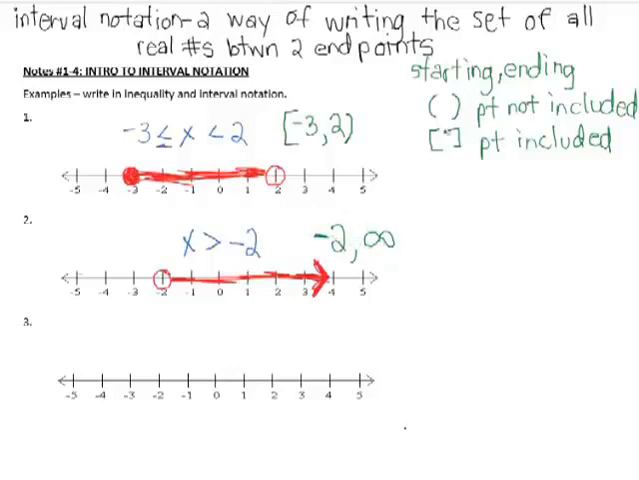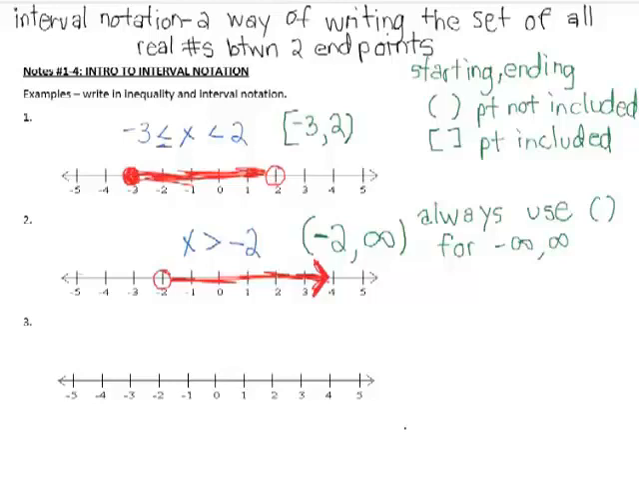Alright, let's talk about brackets or parentheses. On -2, open circle, so not included, we're going to use parentheses. And for infinity, just as a rule of thumb, you might want to write this out on the side: always, always, always use parentheses for either negative infinity or infinity. It doesn't matter which one, you're always going to use parentheses. So that's your rule on that.